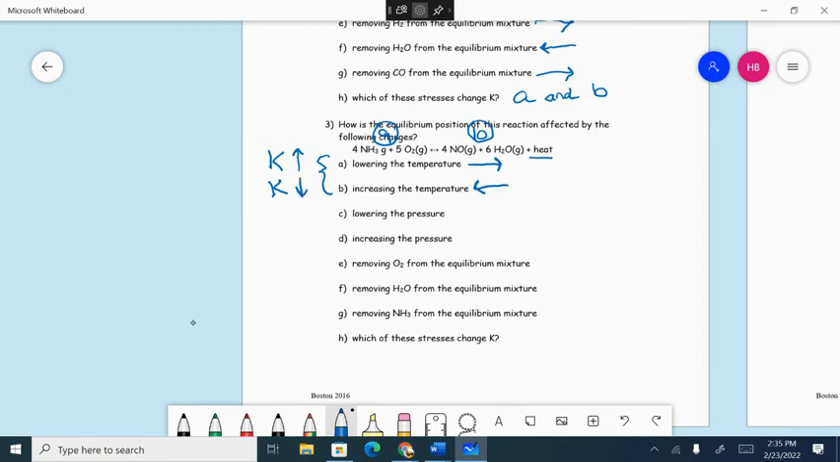Lowering the pressure, I'm going to spread out to the more moles of gas. Increasing the pressure, I'm going to compress them. I remove O2. It's removing a reactant. It'll shift left. Only the stresses that change temperature are going to change the K value.